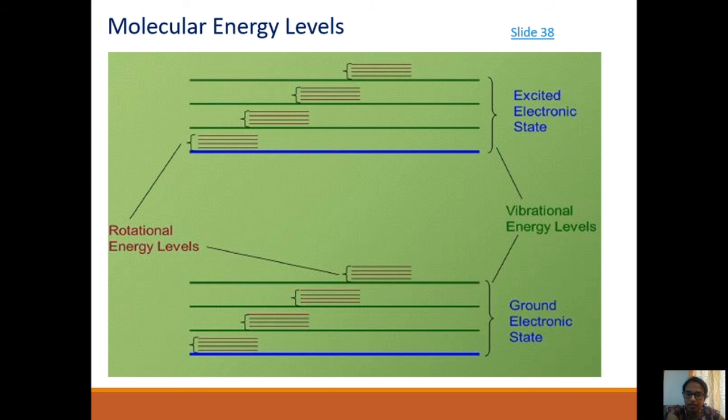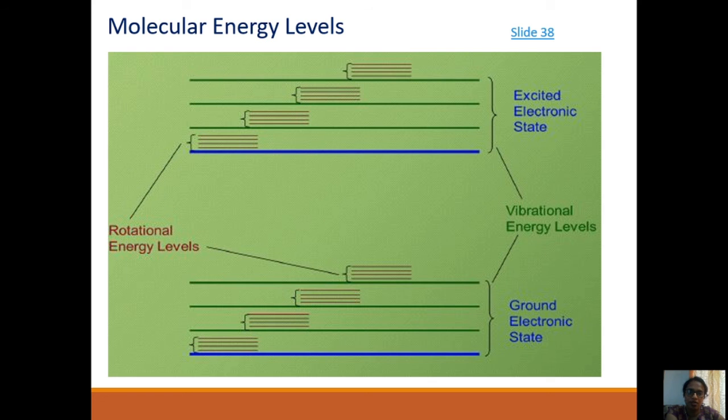This is the figure of the molecular energy levels. The blue levels indicate the electronic energy states, the green lines indicate the vibrational energy states, and the brown levels indicate the rotational energy levels. The spacing between the rotational energy levels is very small compared to the vibrational, which is again small compared to the electronic energy levels. That is, the spacing is largest for the electronic energy states. In an electronic energy state there are many vibrational levels, and in a vibrational level we can see many rotational levels.